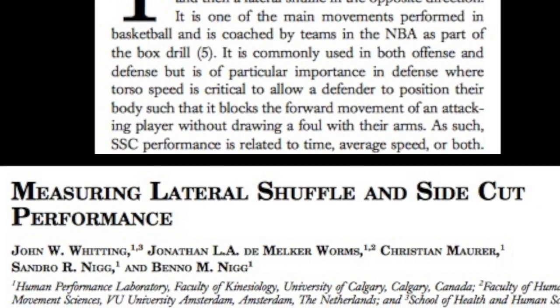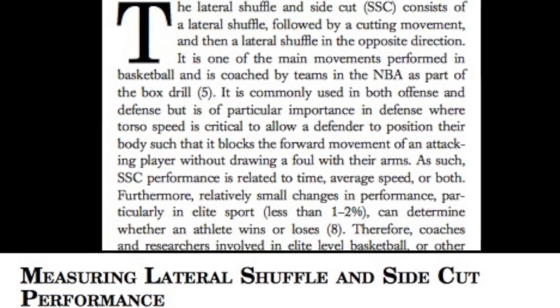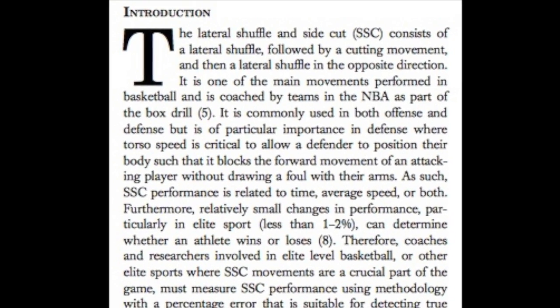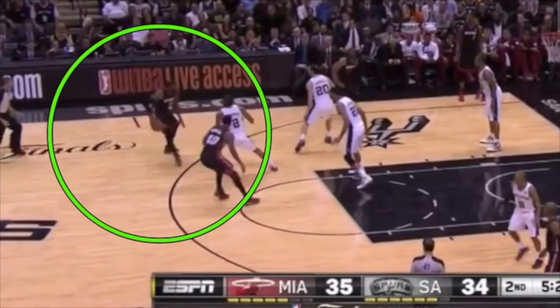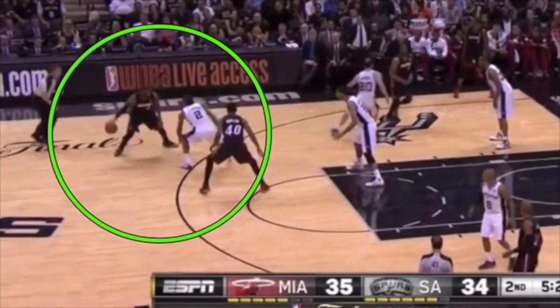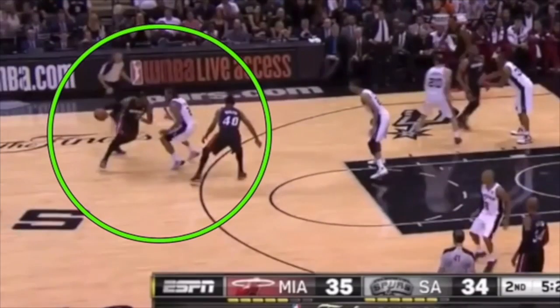The lateral shuffle has been identified as a movement strategy that is critical to sports performance, particularly in evasion sports of both offensive and defensive actions. It relies on torso speed to optimally position the athlete to execute a subsequent offensive or defensive sporting action, as shown in this clip.